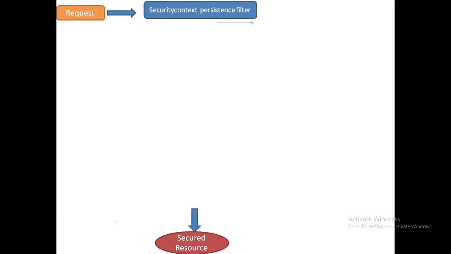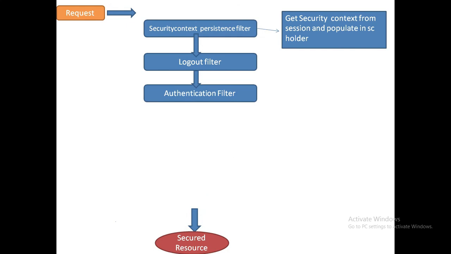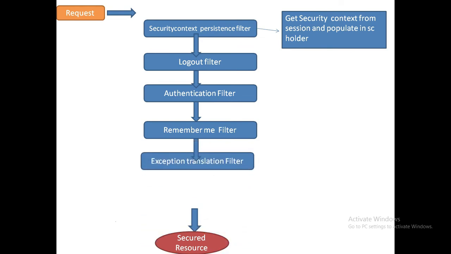So the request comes to the security context persistence filter, gets the security context because the user is already logged in, and it gets the security context from the session and directly populates it into the security context holder, right? Now this will go to the logout filter. No. Then it will check for authentication. No, it is already logged in, it's not for the authentication type filter. Now it goes to the remember me filter. Is it the request for remember me? No. Then it will go to the exception filter. Is it the exception? No.